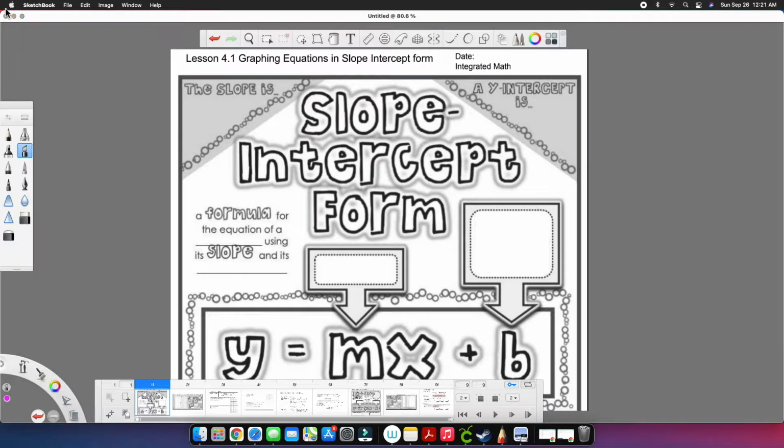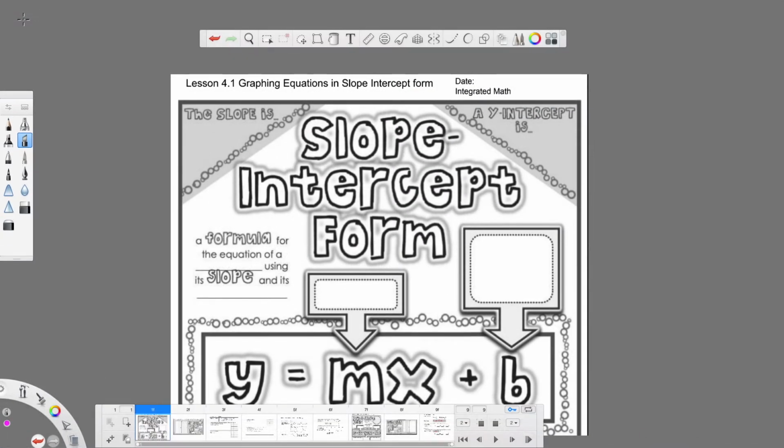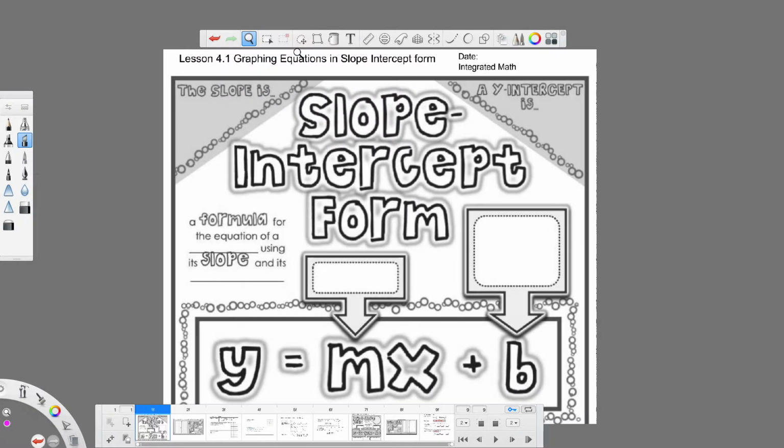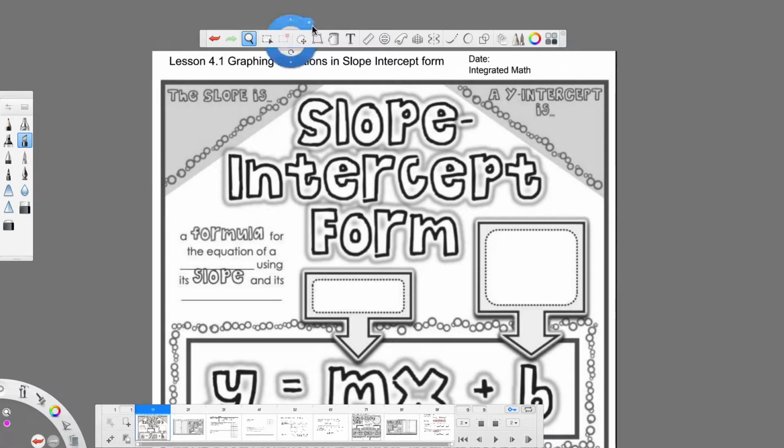All right, so we are starting chapter 4, and this is section 1 for IM1. Sorry, I'm arranging my screen here really quick. Graphing equations in slope-intercept form.